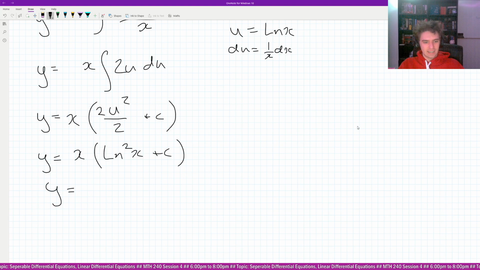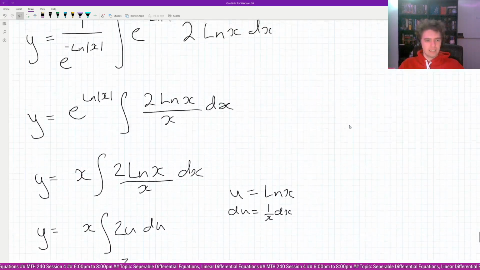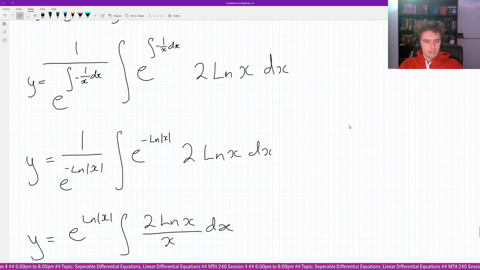I'll recap this because I kind of screwed this up. So this is going to be x ln squared x plus cx. There you go. So that is correct now. So let me say again what I did. This is our formula. I plug in the formula.